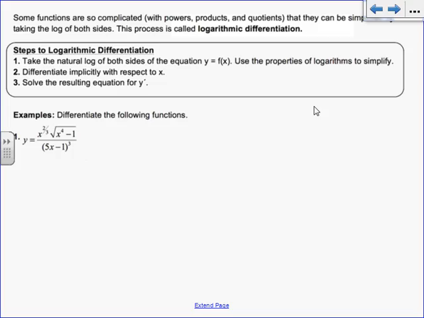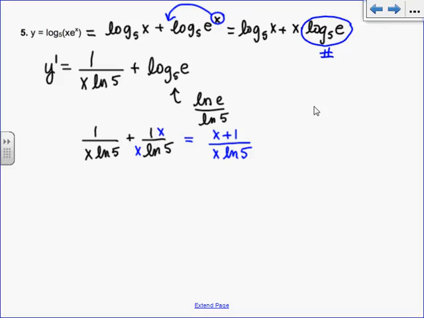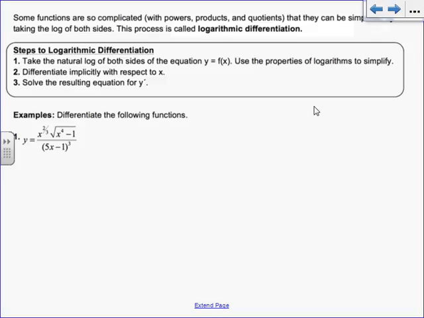All right, so the last thing we're going to learn is called logarithmic differentiation. When I took the derivative, yeah. All right. So logarithmic differentiation is a way of finding the derivative of any function.